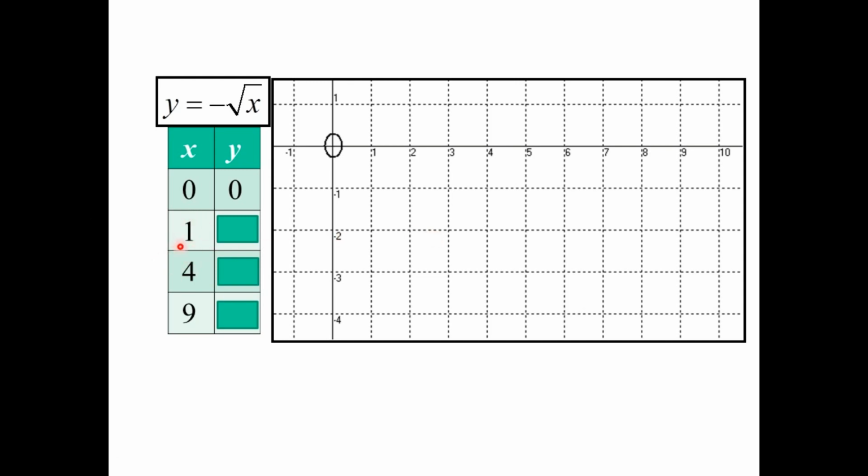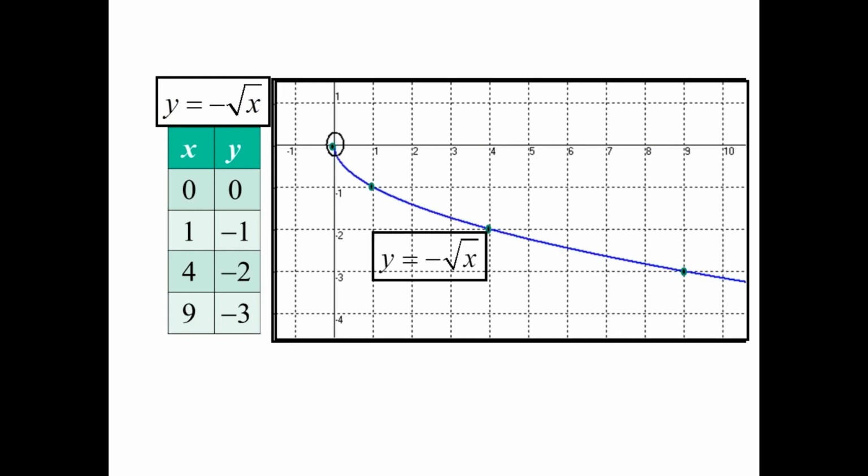If x is 1, y is the negative of root 1. Root 1 is 1, so negative 1. If x is 4, y is the negative square root of 4, which will be negative 2, and so on. If x is 9, y is the negative root of 9. The root of 9 is 3, so negative 3. These points are put on the grid: (0, 0), (1, -1), (4, -2), (9, -3). Join them together, and we have y equals negative root x, the bottom half of a parabola that opens to the right. Since it's a parabola, it gets a vertex.